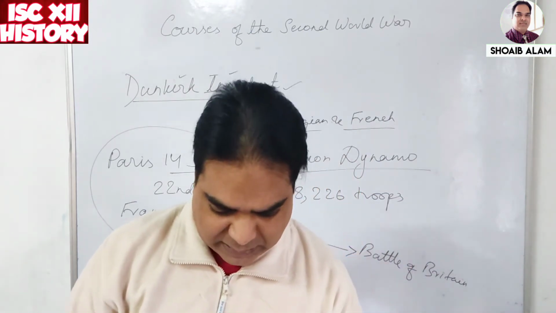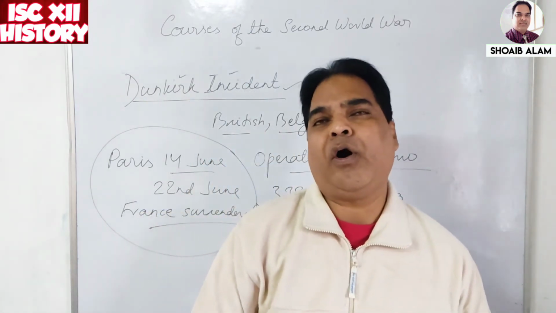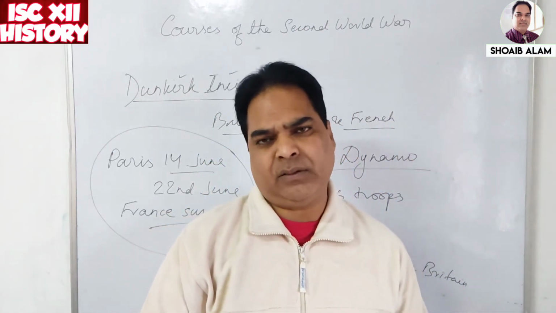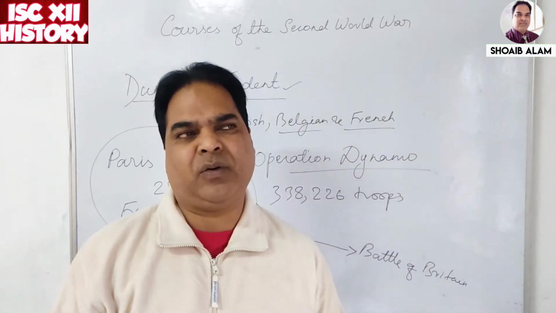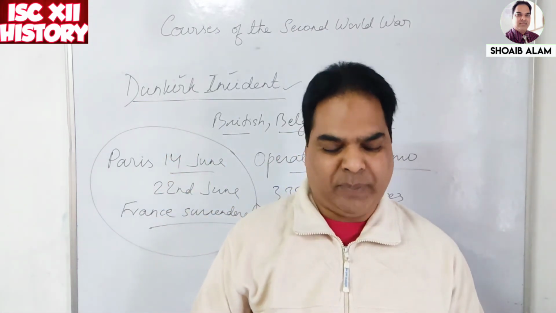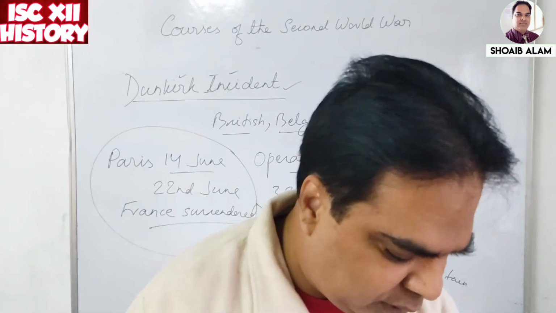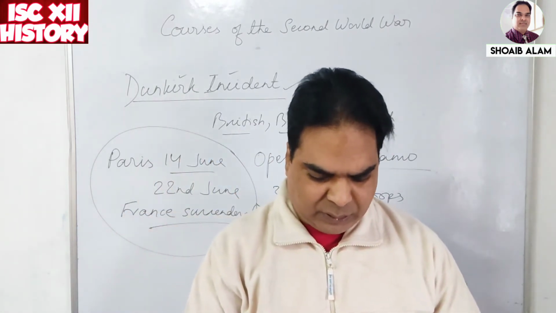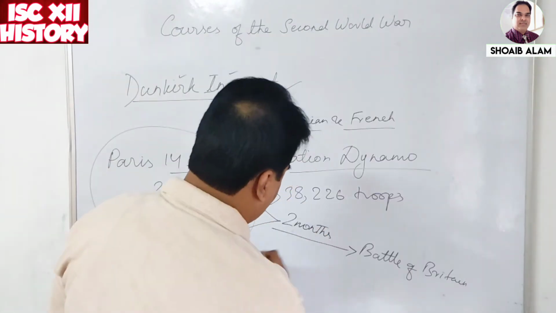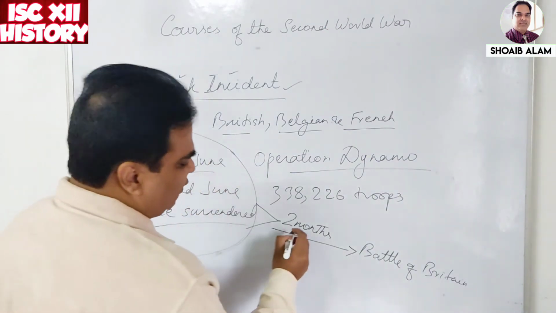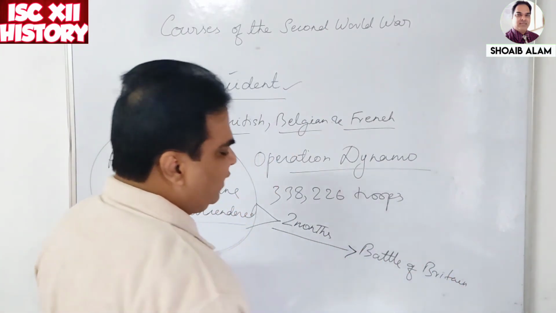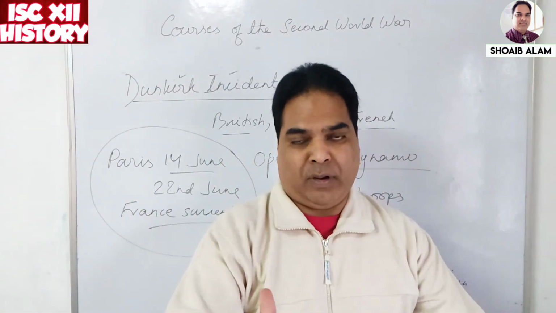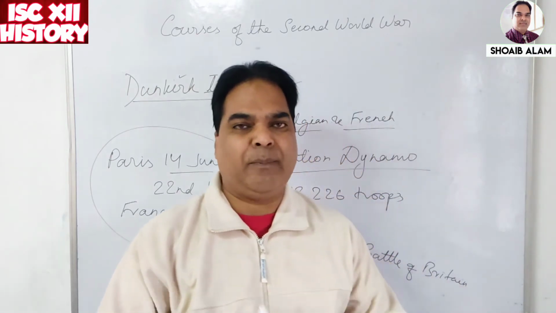It has been mentioned that if Germany could have attacked Britain soon after the fall of France, then the world map could have been different. But they took a long time to take action. Germany took almost 2 months. France was captured, and after 2 months of gap they attacked Britain, and that war between Britain and Germany is known as the Battle of Britain.